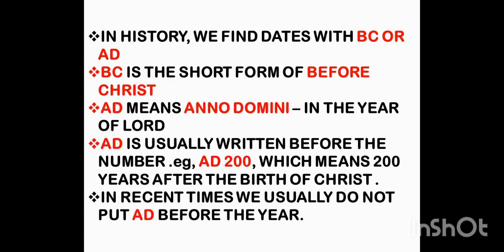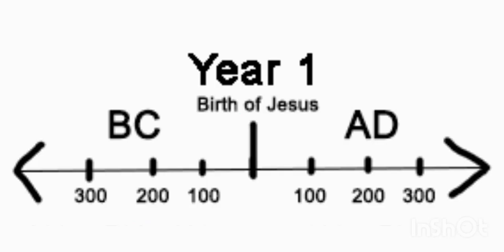And AD is usually written before the number. For example, we can say AD 200, which means 200 years after the birth of Jesus Christ. But in recent times, we usually do not put AD before the year. From this timeline, we can identify that year 1 is the birth of Jesus Christ. BC 100, 200 and 300 are the years before the birth of Jesus Christ, and AD 100, 200 and 300 are after the birth of Jesus Christ.